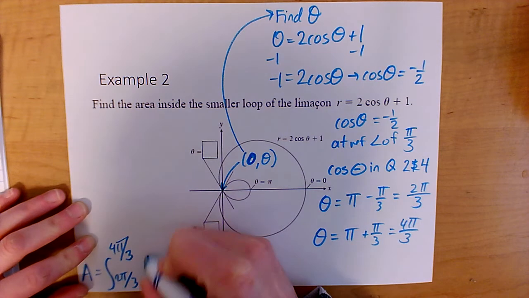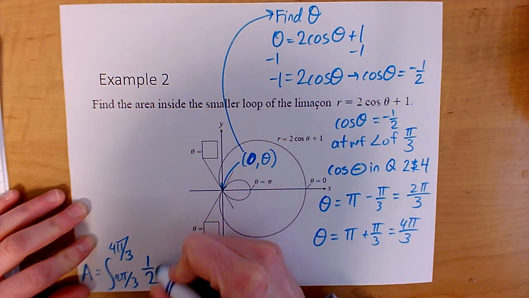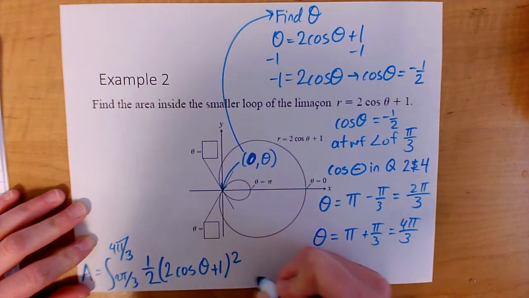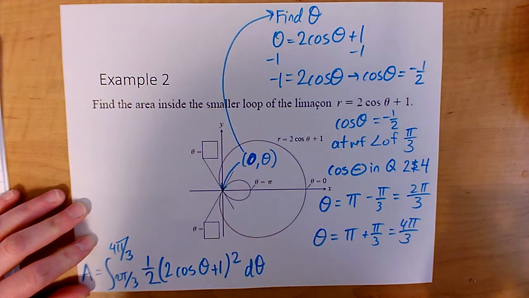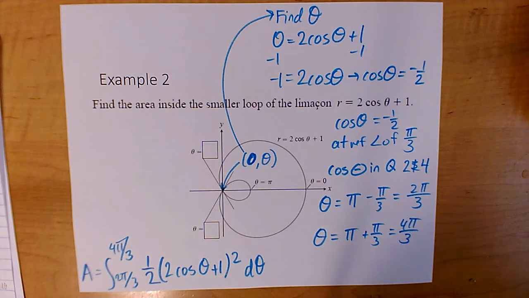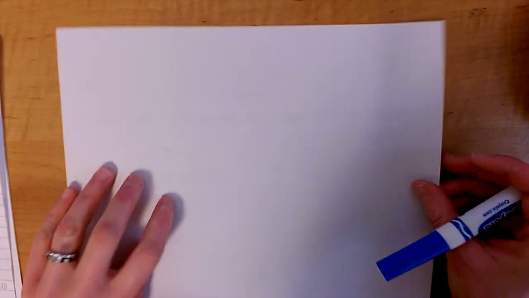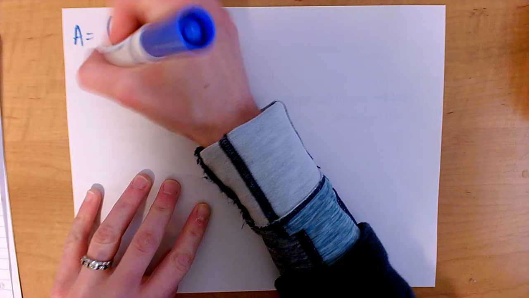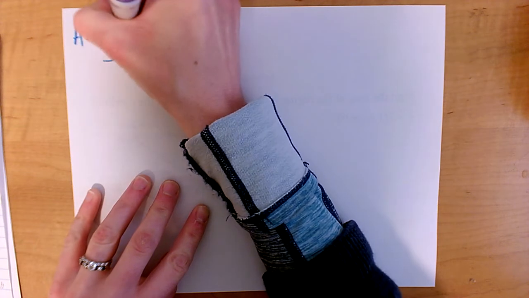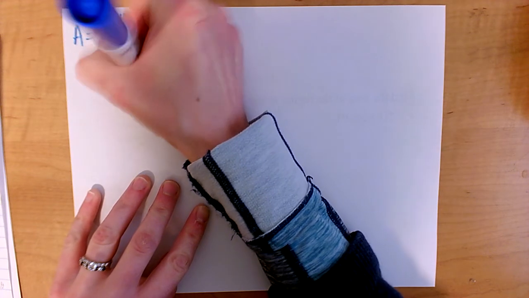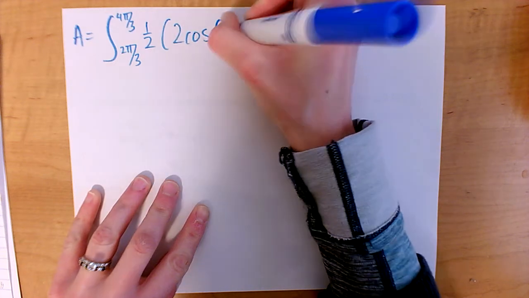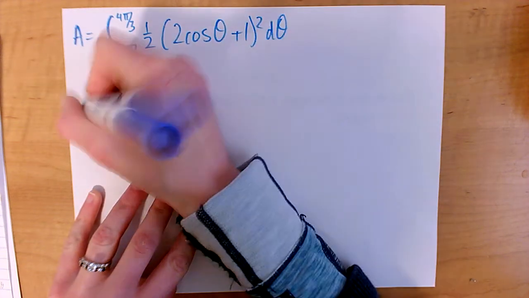So our integral, the area of this, is going to go from 2 pi over 3 to 4 pi over 3. And it'll be 1/2 r squared d theta. So 2 cosine theta plus 1, the whole thing squared, d theta. Okay? And I'll take this to another piece of paper. So our area is going to be the integral from 2 pi over 3 to 4 pi over 3 of 1/2 times 2 cosine theta plus 1, the whole thing squared, d theta.